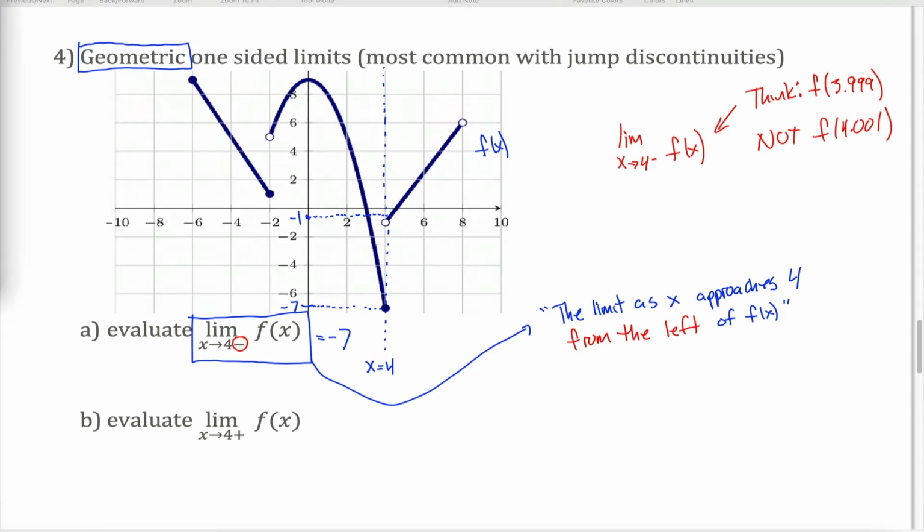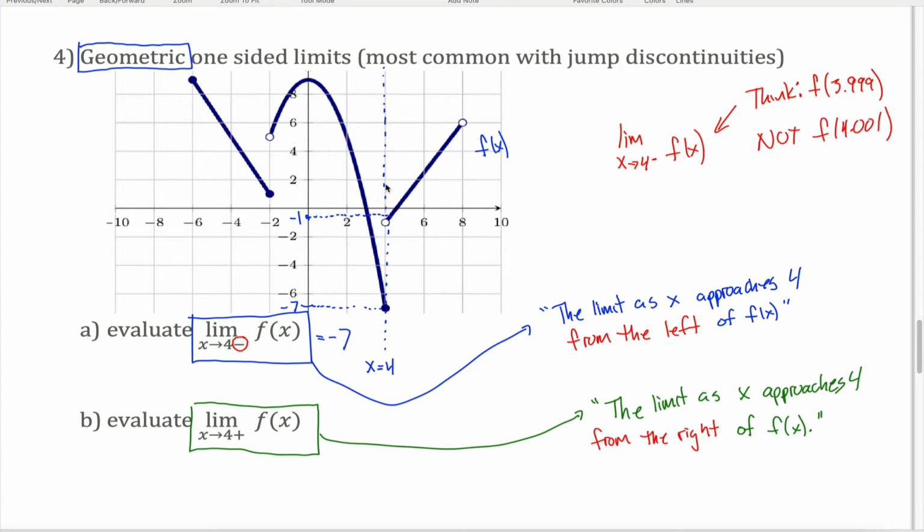Contrast that with this limit right below, where we're asked to figure out the limit as x approaches 4 from the positive side of f of x, or from the right side. We still come to our graph and look for the x value of 4, but now we don't walk towards, if you want, that value from the left. We walk towards it from the right. We start on the positive side and walk towards 4 this way. This time we're approaching a height of -1, so this limit would be equal to -1.